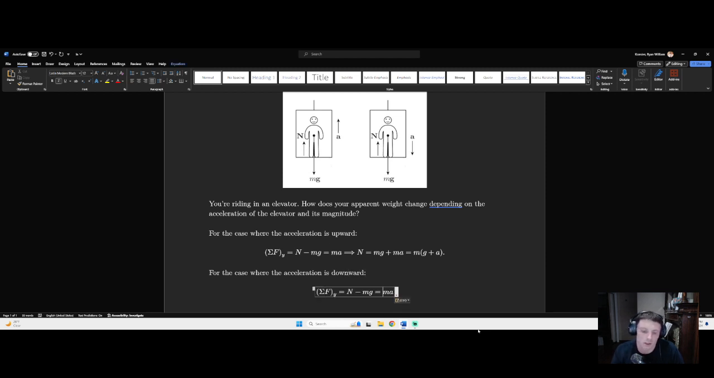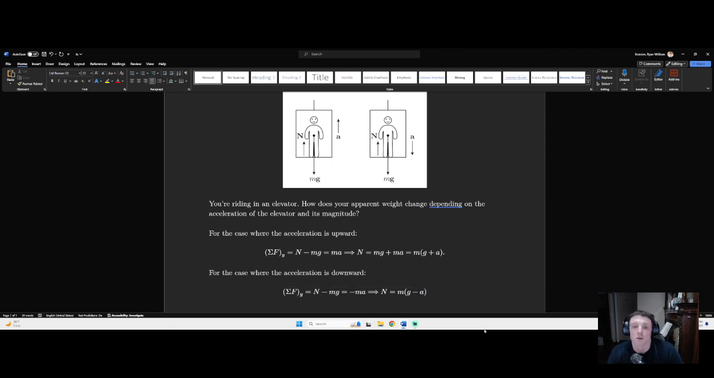So all we're going to do here is put a minus sign in front of the ma term, right? Because this is the same thing as saying m times negative a. Acceleration is a vector, so we need to specify the direction, and we do this by putting a minus sign in front of the a. But it's just nicer to write negative ma. Then we solve for the normal force again.